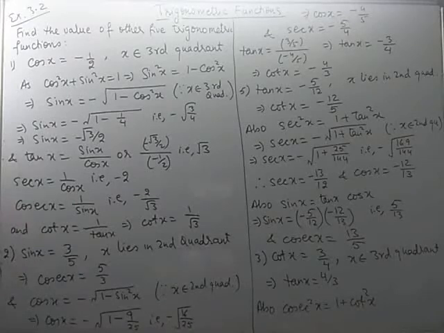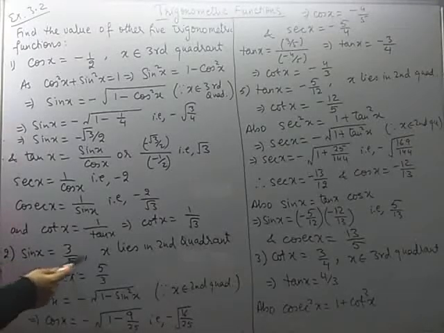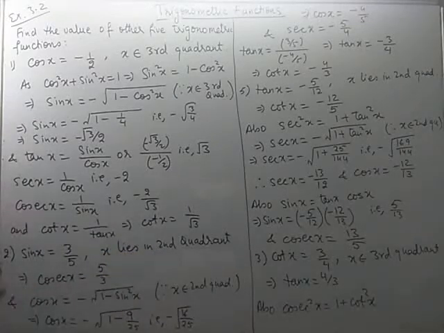Okay, so all the questions are of the same nature. Let us see each of them one by one. Second one is sin x is 3 over 5 and x is lying in the second quadrant. Now if sin x is known, its reciprocal cosec x can be written. You can see cosec x is 5 over 3.